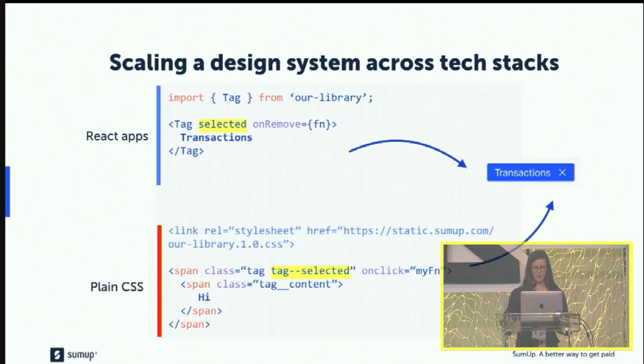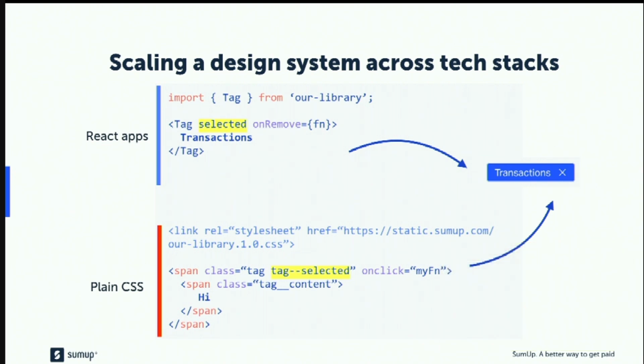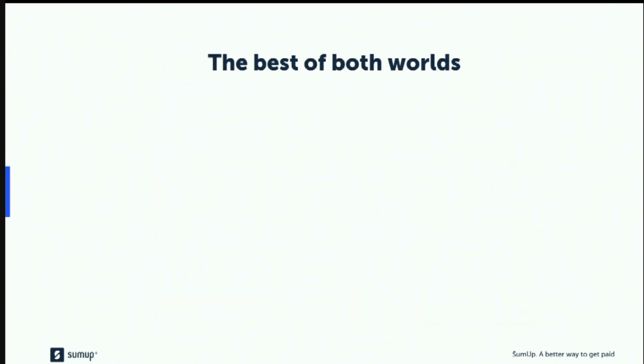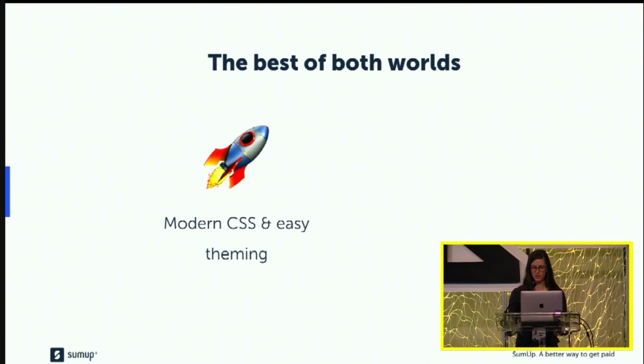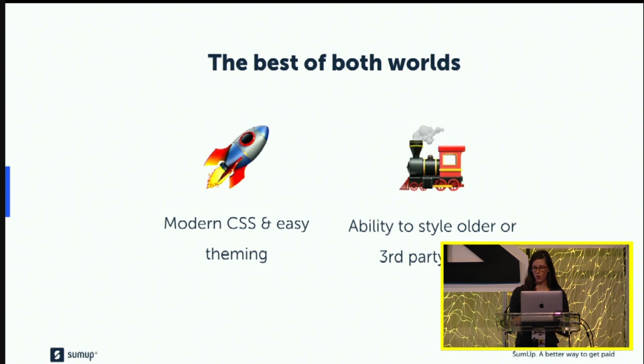What does this give us? It means that when you're working in React, you can use something that feels really native. And when you're working in plain CSS, you can get BEM styles. That's pretty cool, huh? Now, what does this give us at the end? It's the best of both worlds, right? You have modern CSS, and it's really easy to work with themes, but you don't leave out all the older or third-party applications that your design system really has to take care of.